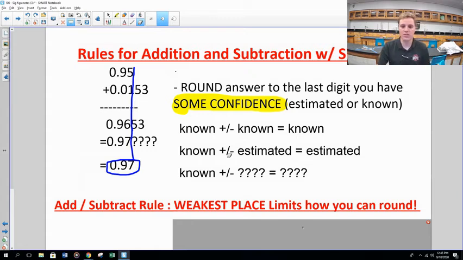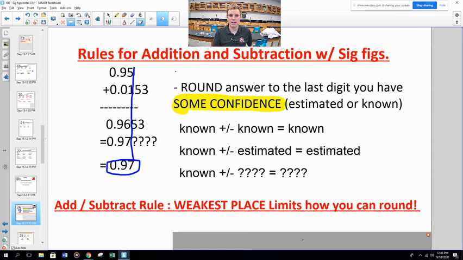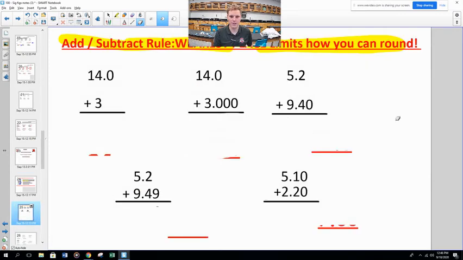The weakest place limits how you can round. And so you may be sitting here being like, I really don't get what you just did. Let's do some practice problems, and then we'll see how you feel, okay? So let's move on to that next slide and get some good practice in.